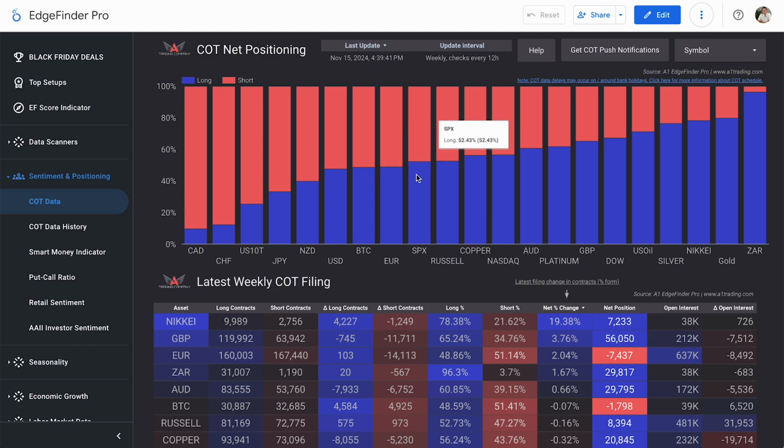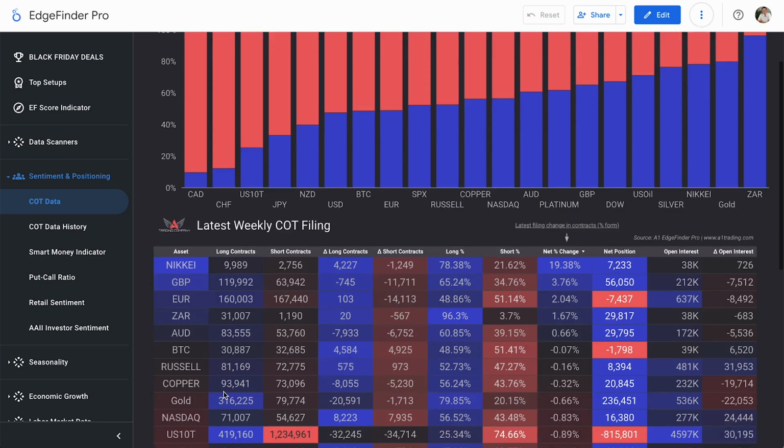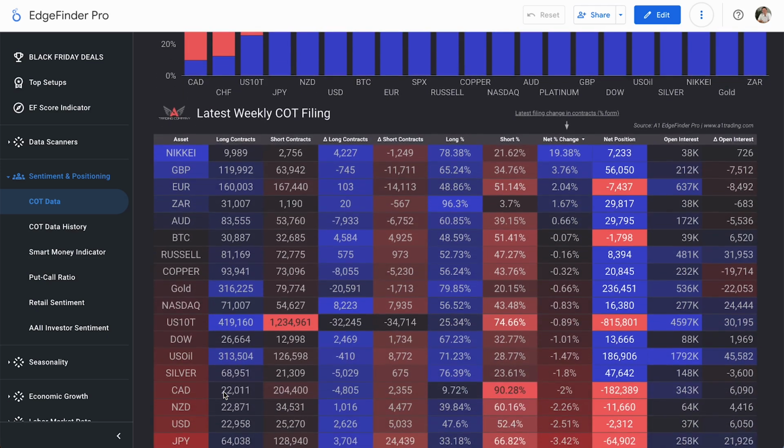What we do see a change in, though, is our top 3 most long assets. Still the ZAR, or South African Rand. This is still our most long asset, followed by gold. But what used to be silver has now been overtaken by the Japanese stock market, or the Nikkei, sitting at 78.38% long.